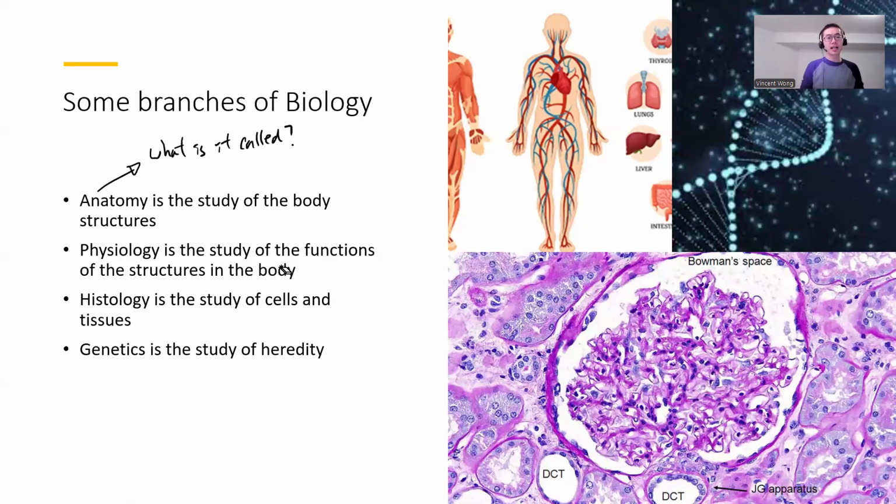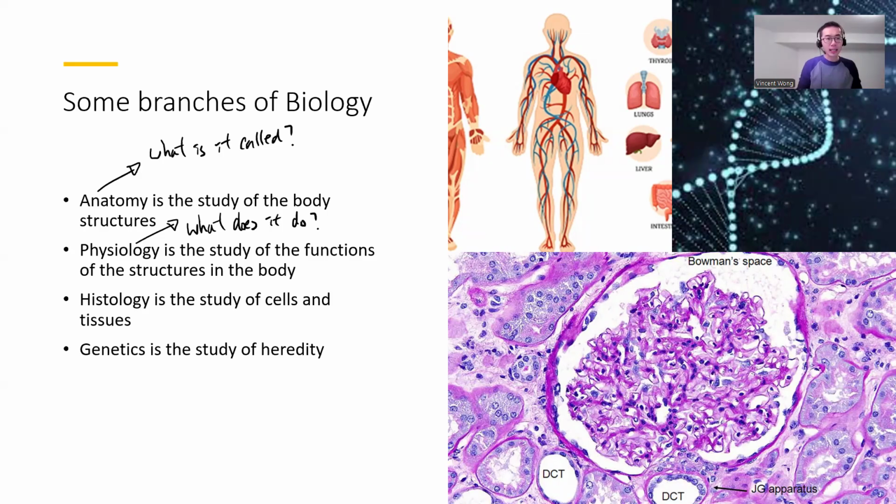Physiology is the study of functions of the structures in the body. In other words, physiology is what does it do. Next semester, when you do anatomy and physiology, you will learn what the thing is called, and then you will learn the function of that thing. So it's called the atrium. What does it do? Well, it pumps blood so that it goes to the ventricles, for example.